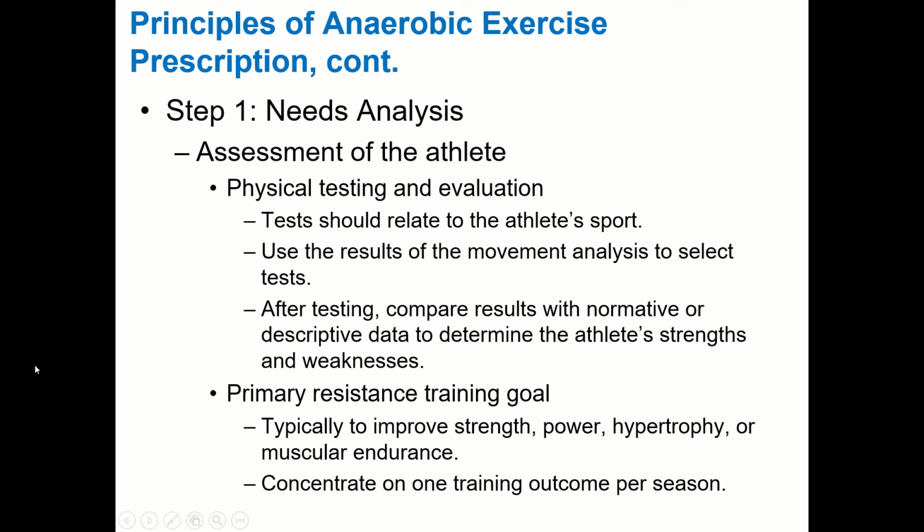And then obviously a really important thing here is going to be our primary resistance training goal. Does this athlete need to add mass? Do they need to add power, increase their muscular endurance? What is it that they need to work on? Because that goal is then going to drive the rest of our decisions with respect to the number of sets, the intensity of the weight, the number of repetitions, all those kinds of things. So the primary resistance training goal is going to be pretty key. That's going to drive a lot of the rest of the program.